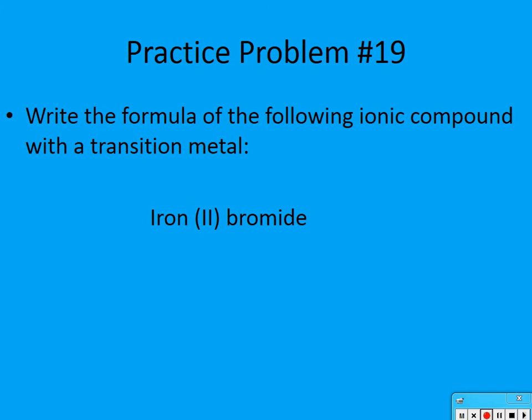Let's try another one. Iron 2 bromide. What do I write above iron? Plus 2. What do I write above bromide? -1. Crisscross it. Iron is what, guys? Fe, yeah. What number goes by the Fe? Just 1, so let's leave it alone. And bromide? Br. And the 2 comes down. Is it reduced? Yes, it is. So FeBr2.